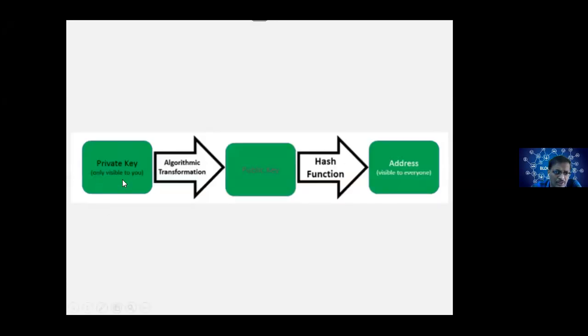So in the Bitcoin blockchain, from the private key we can generate the public key, and from the public key we generate the address, the Bitcoin address. This is a Bitcoin address. The public key is hashed and converted to a format, base 58 format, and we get the Bitcoin address.